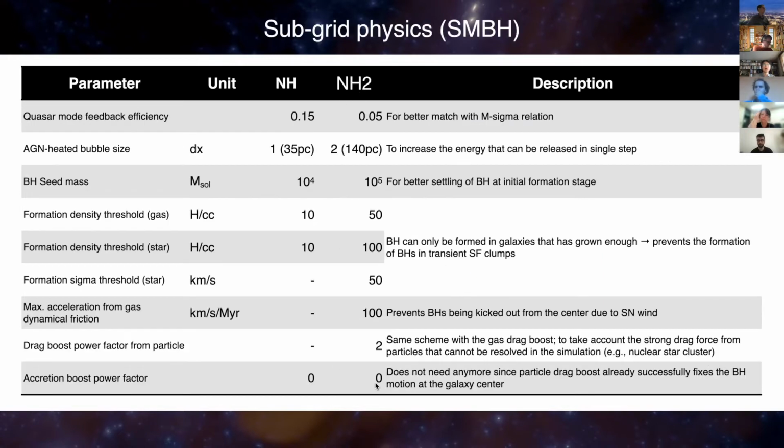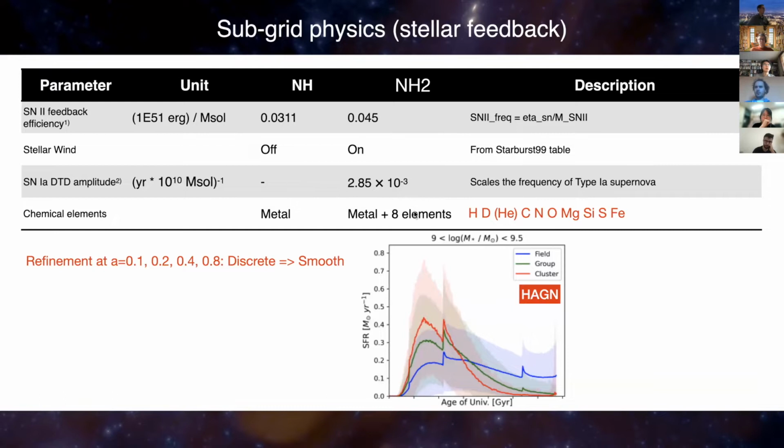And I don't have time to go through the physics, so probably I will wait for another chance, maybe a few months' time when New Horizon 2 is completed. I can discuss the results more. And we introduced chemical elements: hydrogen, deuterium, helium, CNO, MgSi, Fe.